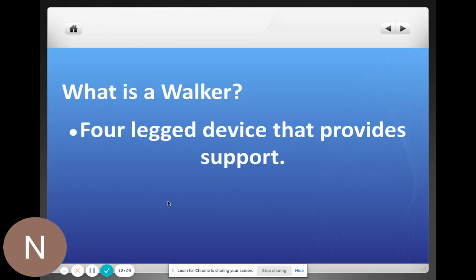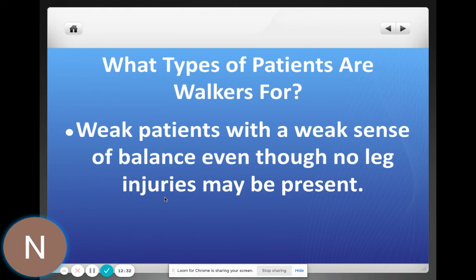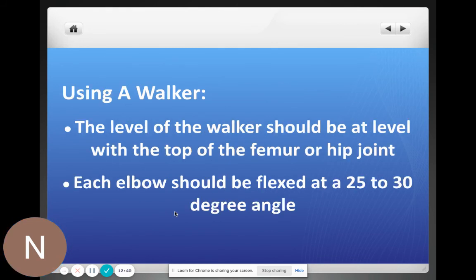All right, walker, a four-legged device that provides support. Again, used for patients with an overall sense of balance problems. They may not have leg injuries. They may just be older and weak and more of a falls risk. So again, just like the cane, the walker should be at the hip, the top of the hip joint. That's how we know that it's tall enough. And then the elbow is barely flexed at a 25 to 30 degree angle.